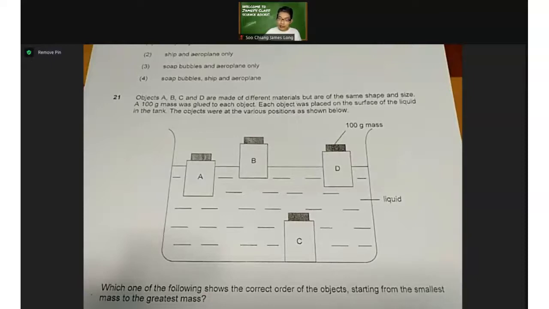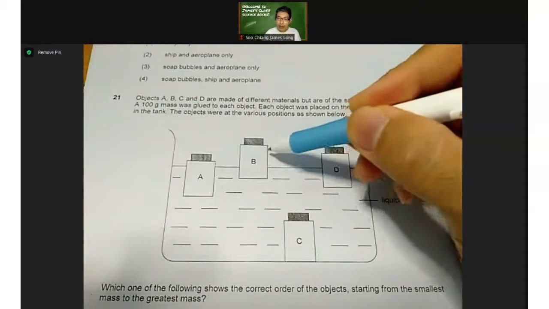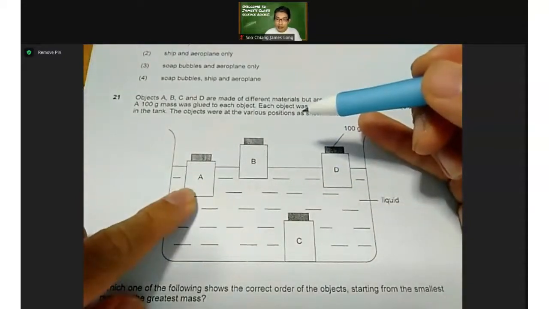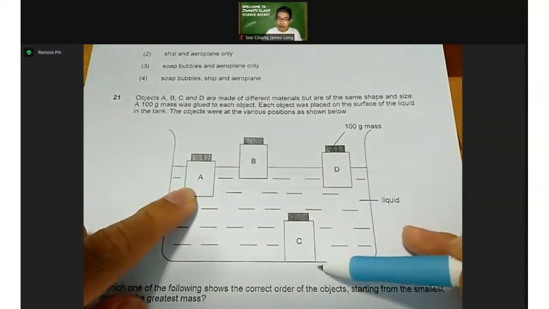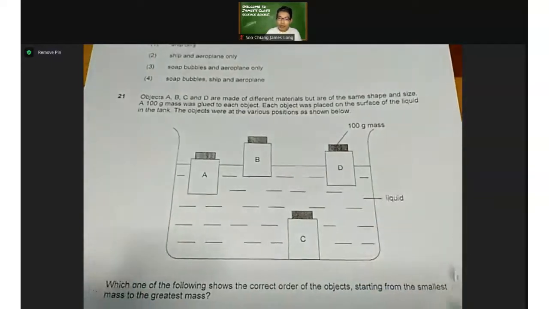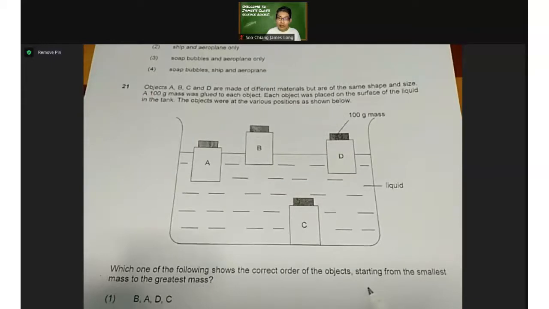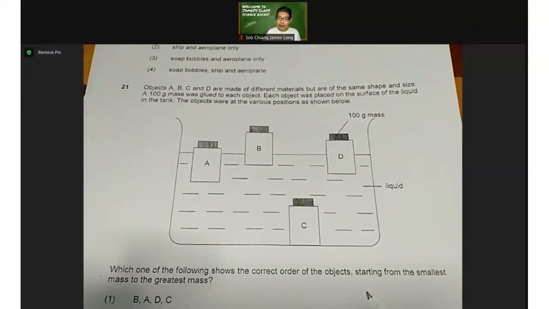Okay, so very clearly, C will sink. And the other 3 float, but they float to different degrees. Alright, this floats the most, this floats the least. Of course, this doesn't float at all, it just sinks. Now, which of the following shows the correct order of the objects, starting from the smallest mass to the greatest mass? Now, the assumption here is that objects with more mass will sink.